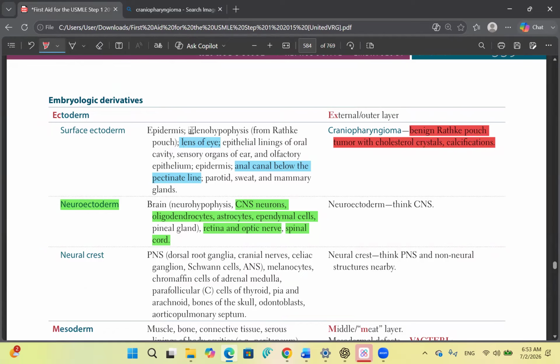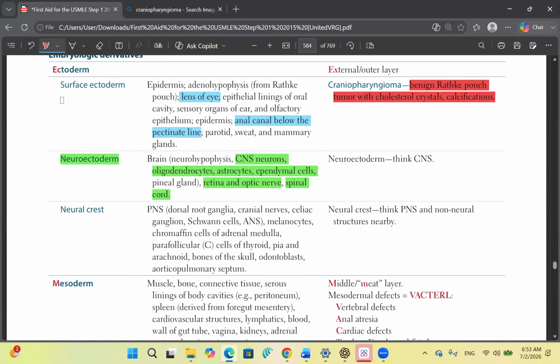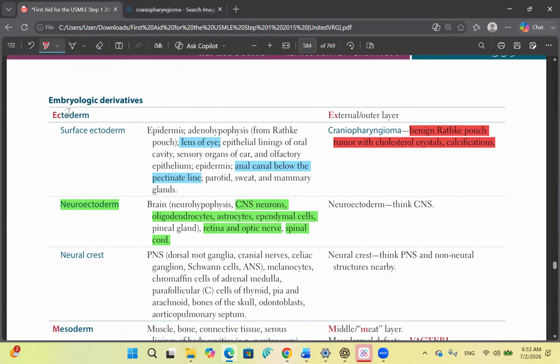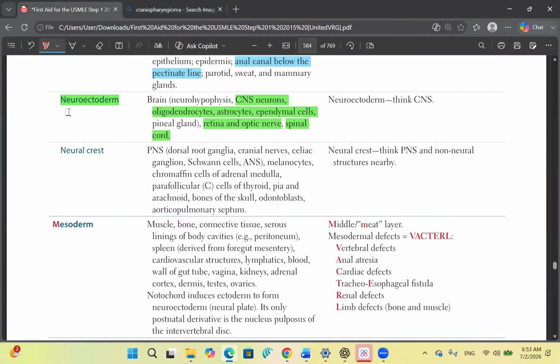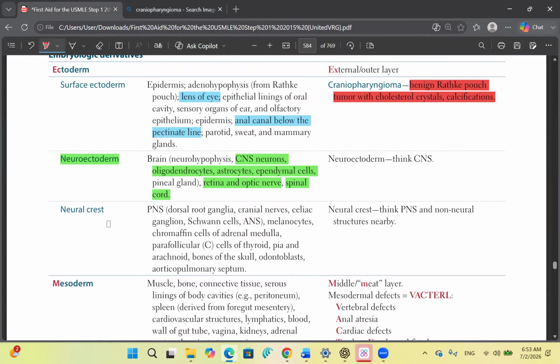Because the adenohypophysis is from Rathke's pouch, the benign Rathke's pouch tumor is right next to it, the craniopharyngioma. Next, we go to neural crest cells, which are so important they could be called the fourth germ layer. The first derivative is the PNS.